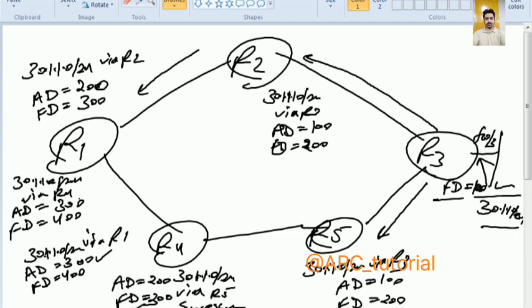Understood or not? So in this way, your successor, feasible successor, and possible path are defined. Now the question is why do we have this condition of feasibility? To avoid loops. Of course, there can be a routing loop in your EIGRP domain if you do not follow this condition of feasibility. We can even prove it.